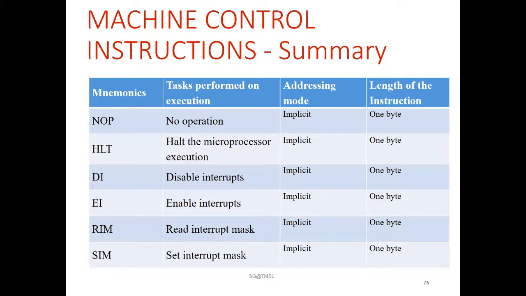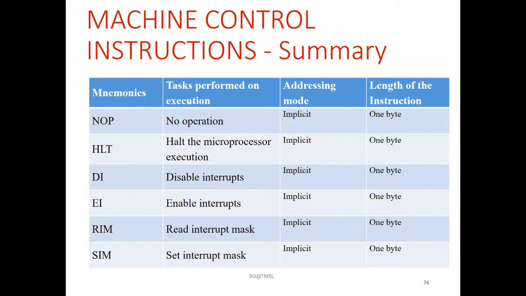Next are DI and EI, disable interrupts and enable interrupts. So interrupts are disabled and enabled using the DI and EI instructions respectively. Once the DI instruction has been executed, the processor ignores any interrupt request received. Now to enable interrupts again, the EI instruction has to be executed.